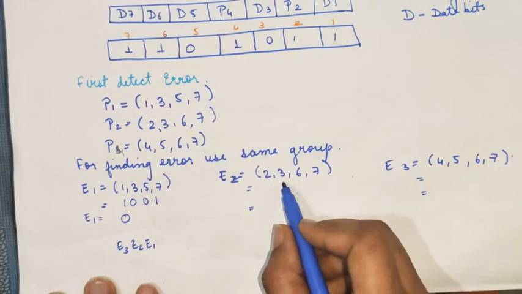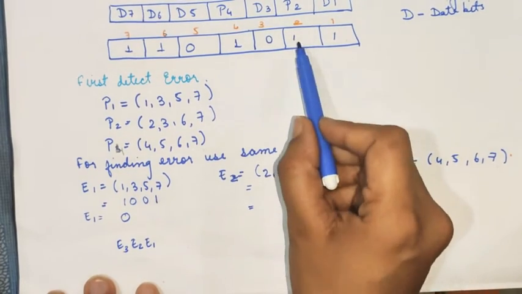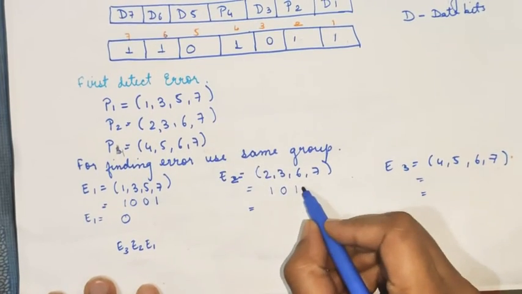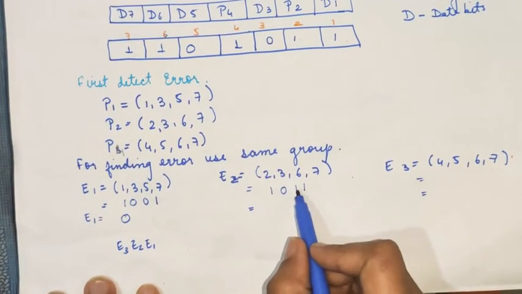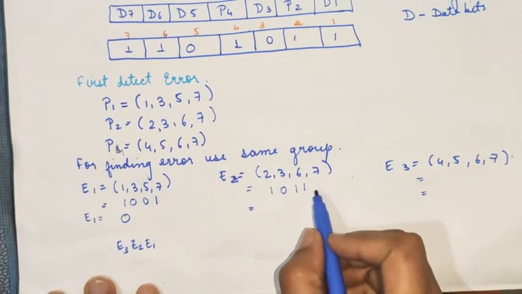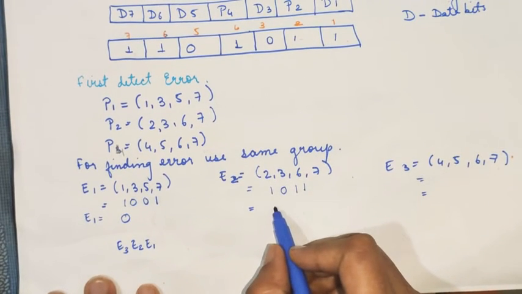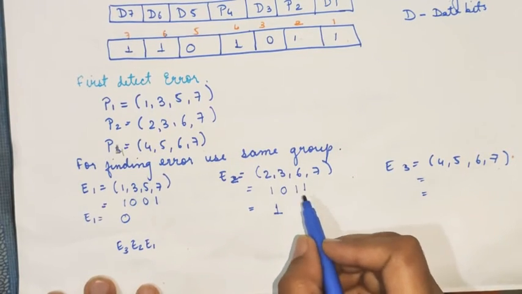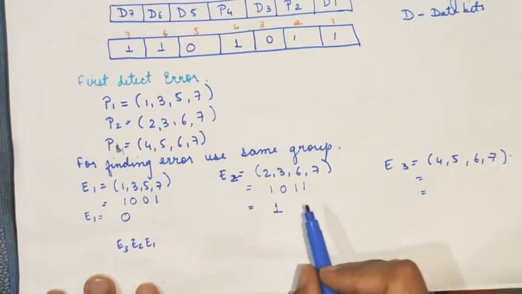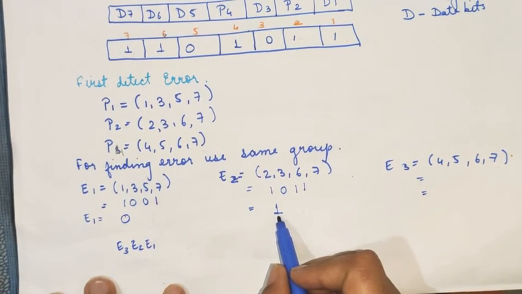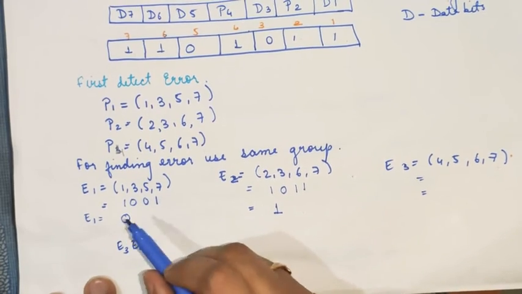Now here we are going to put in the values for 2 3 6 7: 1, 0, 1, 1. Count the number of ones: 1, 2, 3. There are 3 ones, which is an odd number. So we are going to add 1 as an error bit or a parity bit to make it even, because we are using even parity here. So if the number of ones is odd, then add 1. If the number of ones is even, add 0.